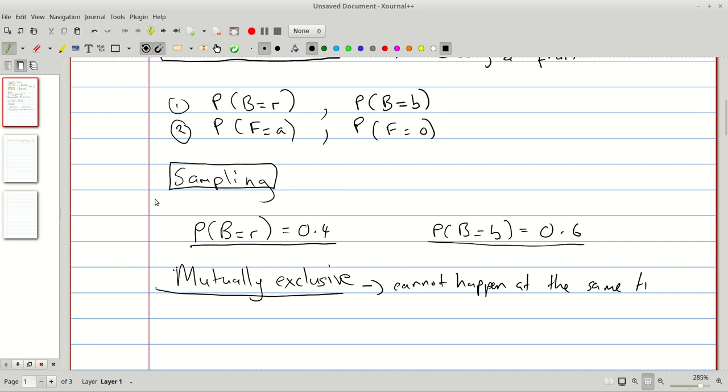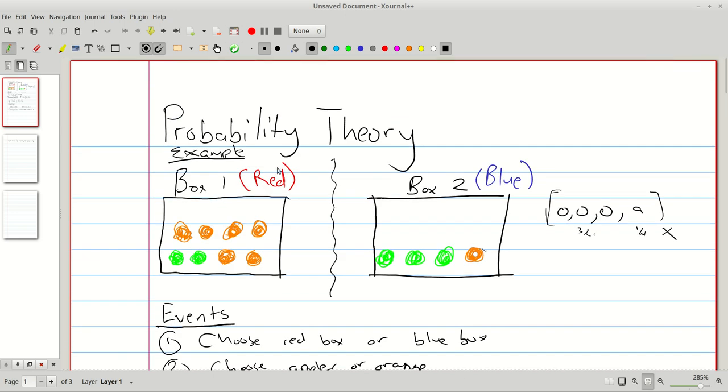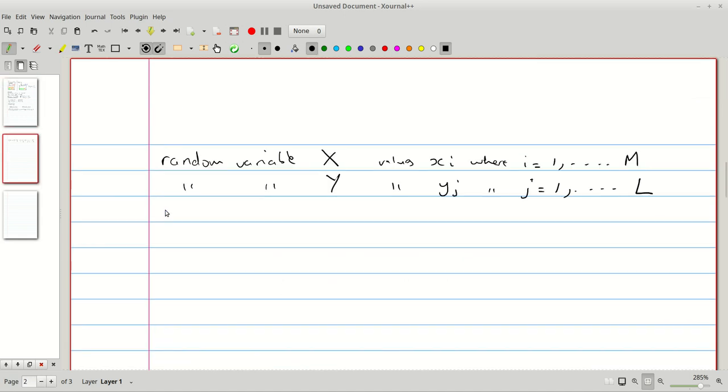So someone asks you this. We're talking about joint probability: the probability of choosing red and apple. That's what's called a joint probability. So if someone asks you, given two random variables, x and y, where x can be for box and y can be for fruit, just think of it from that context, they ask you, what is the joint probability, right?